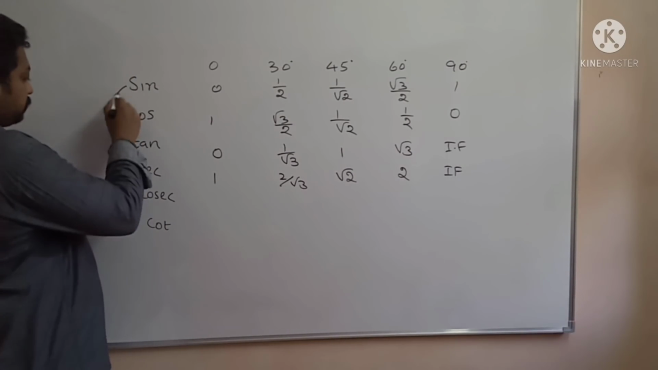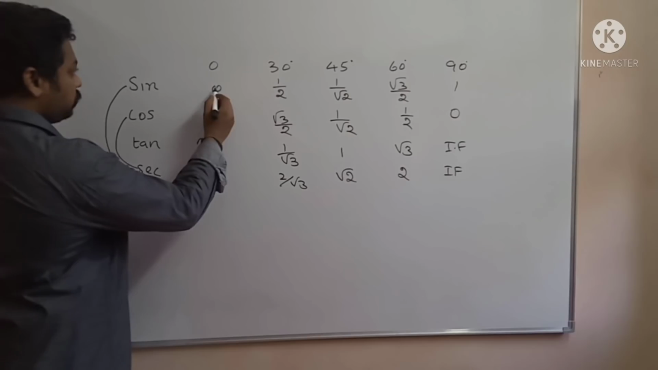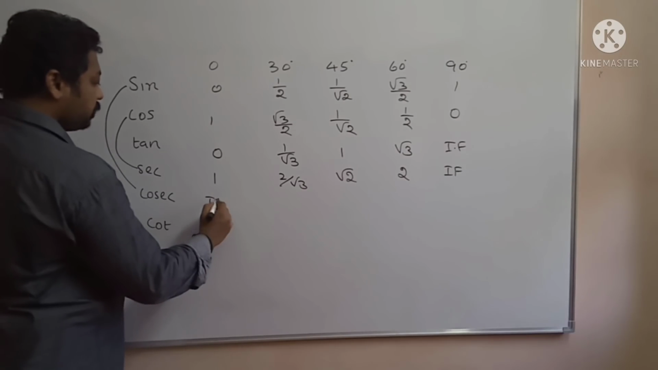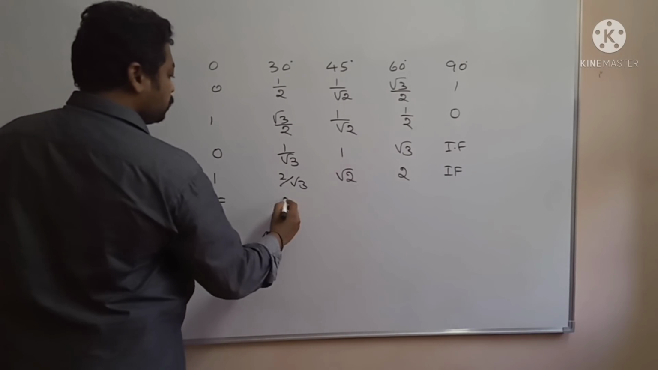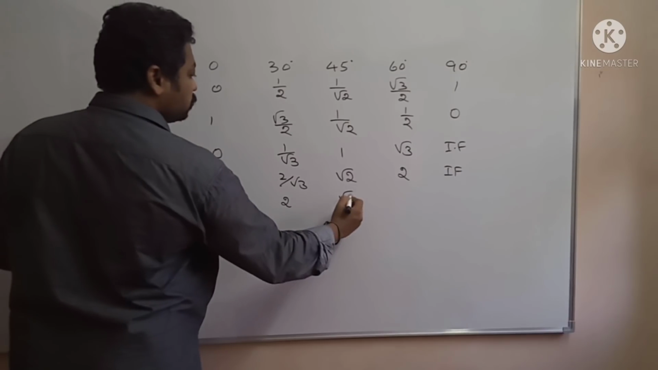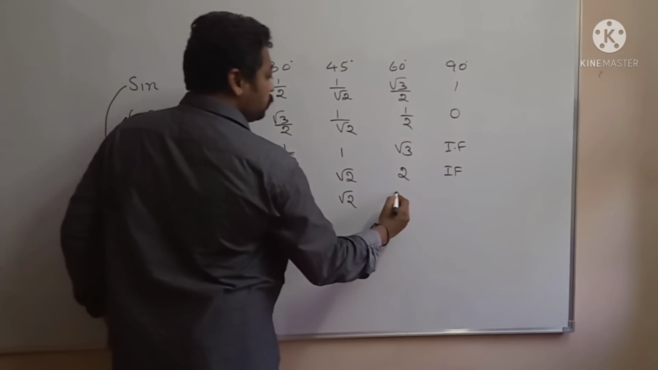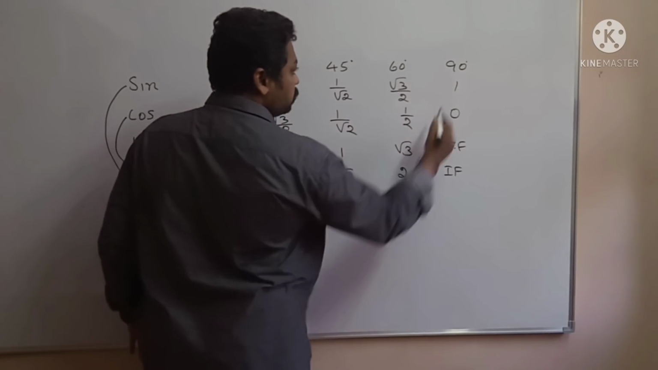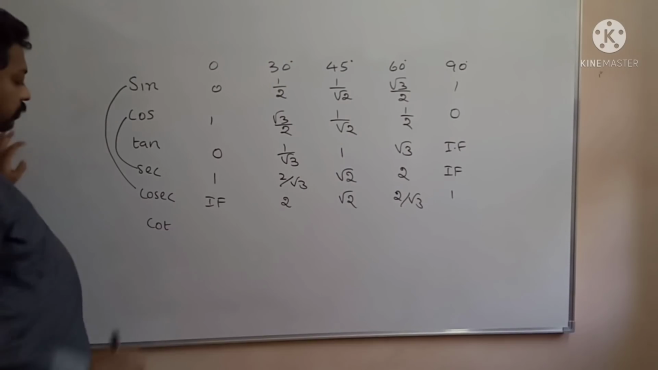Cosecant is the inverse of sin. So here 0 gives the indeterminate form. 1 by 2 gives 2. 1 by root 2 gives root 2. Root 3 by 2 gives 2 by root 3. And 1 gives 1.